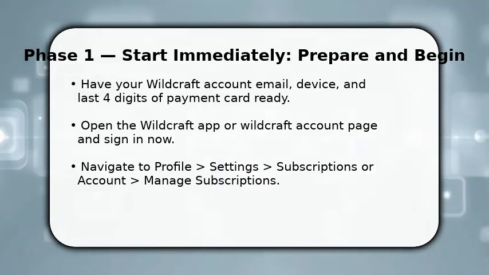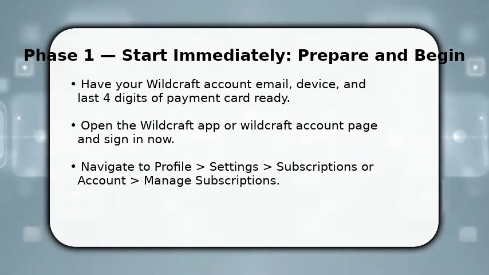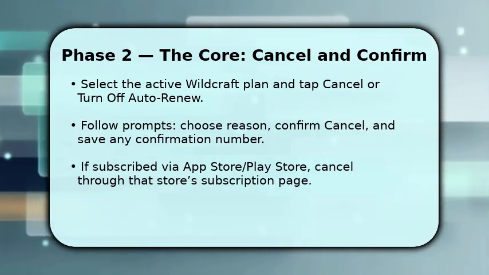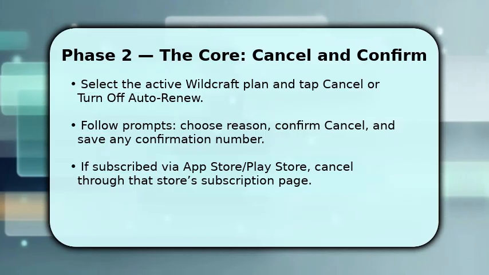You're at the decisive moment. Select the active plan and choose cancel or turn off auto-renew. Read prompts, pick the appropriate reason if required, then confirm. Keep any confirmation number or screenshot.